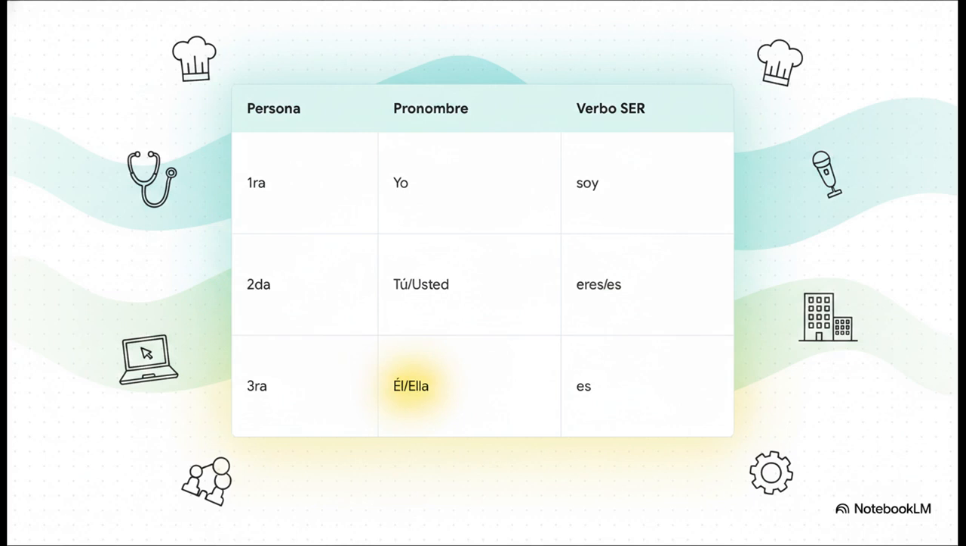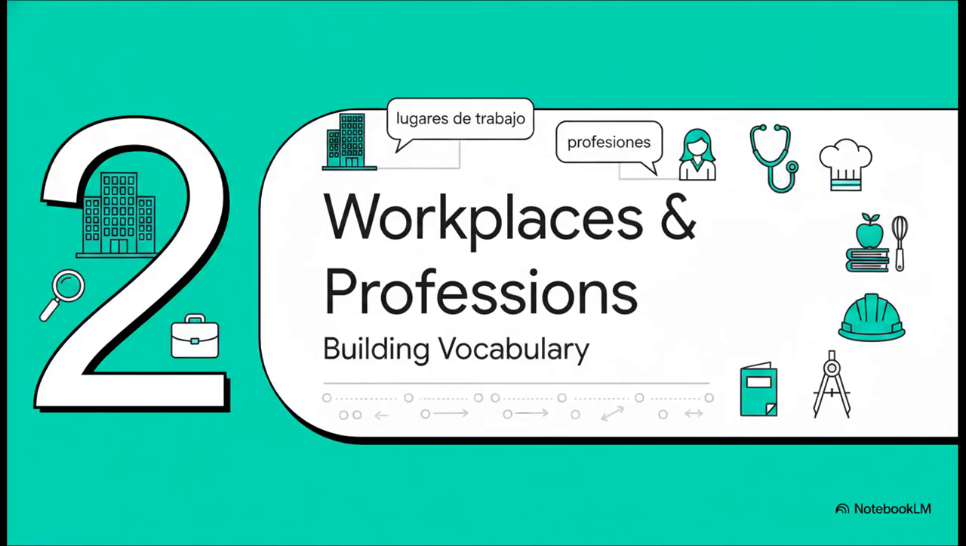But okay, pay very close attention to that third row. Él meaning he and ella meaning she both pair perfectly with es. I want you to mentally highlight those two combinations right now because they are going to be absolutely crucial for the exercises we're doing today. Moving right along to Section 2, workplaces and professions.